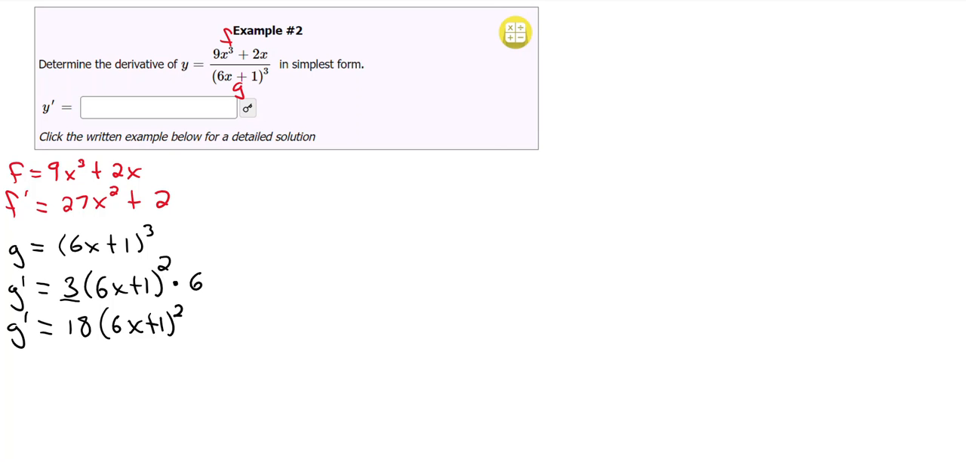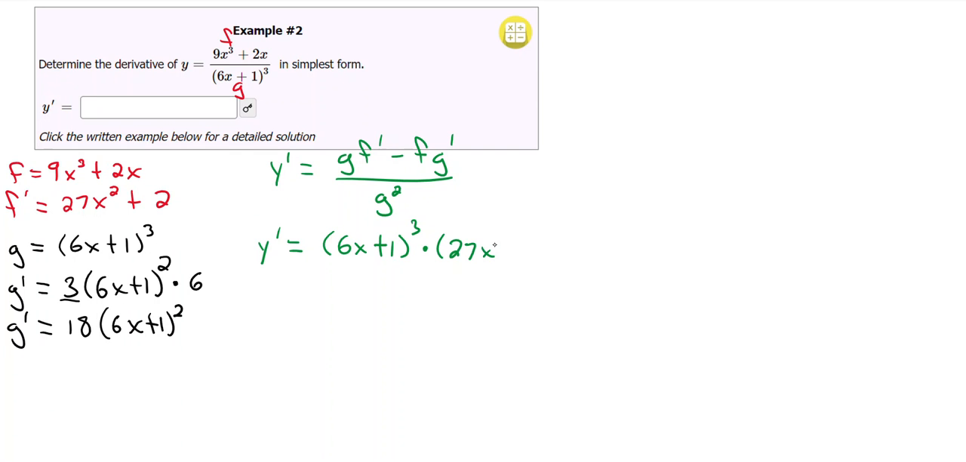Okay, so we have everything we need to throw this into the quotient rule now. So let's write down the quotient rule. Here I'll say y, we'll say y prime. So y prime is going to be g f prime minus f g prime, all over g squared. All right, so now let's fill it in with what we know. Our g was 6x plus 1 cubed, and then times f prime, and our f prime was 27x squared plus 2, minus, and then f was 9x cubed plus 2x.